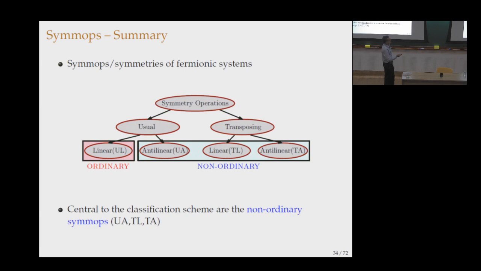Okay. So these are the 4 operations, the symmetry operations for fermionic systems: the usual ones and the transposing ones. The linear usual ones are what we call the ordinary symmetries, like translation, rotation, and all of that stuff. And these other operations, which I call non-ordinary for lack of vocabulary or imagination maybe, are the antilinear usual operation, the transposing linear operation, and the transposing antilinear operation. So you get this, right? And the central idea for classifying intrinsic symmetries of fermionic systems is these non-ordinary symmetries.